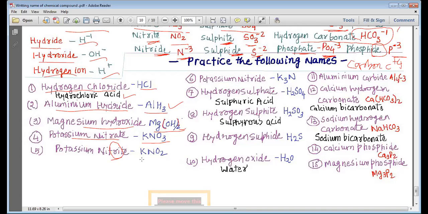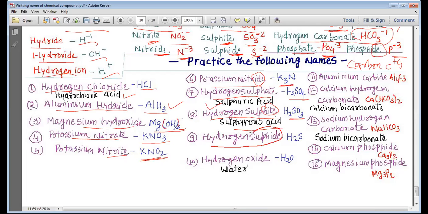Potassium nitrate is KNO3, but potassium nitrite is KNO2. In the same way, potassium nitride is K3N. Hydrogen sulfate is H2SO4, also known as sulfuric acid. Hydrogen sulfite is H2SO3, also known as sulfurous acid. You can write hydrogen sulfide as H2S. Hydrogen oxide is nothing but water, H2O.